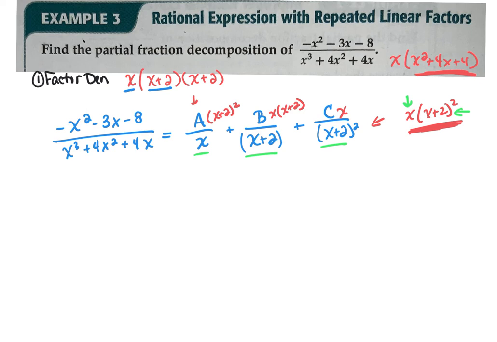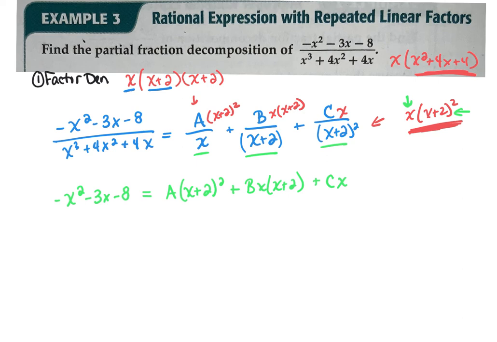So for this one, my numerator is going to equal A, x plus 2 squared, plus B, x plus 2, plus C, x. Right? Does that make sense? And so now I need to just simplify the right side. Okay? Just simplify the right side.